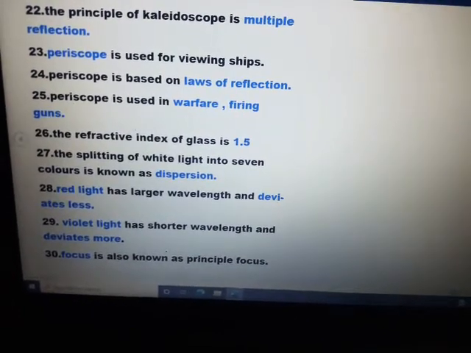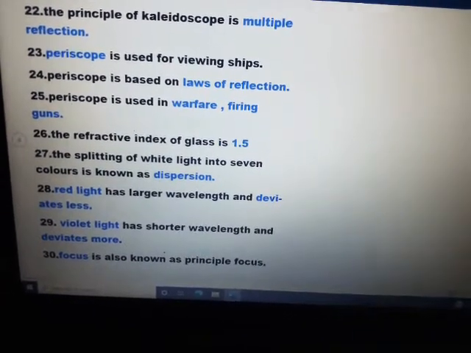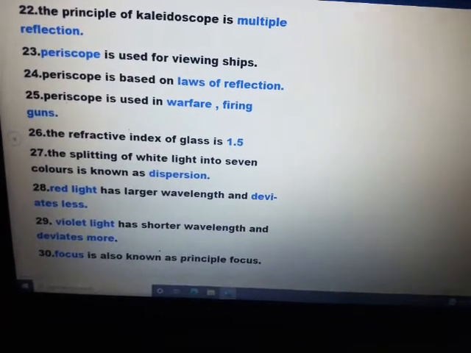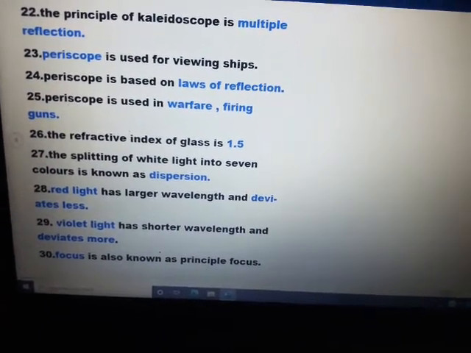This is an important 1 mark question. 30th question is, dash is also known as principal focus. Focus is also known as principal focus.